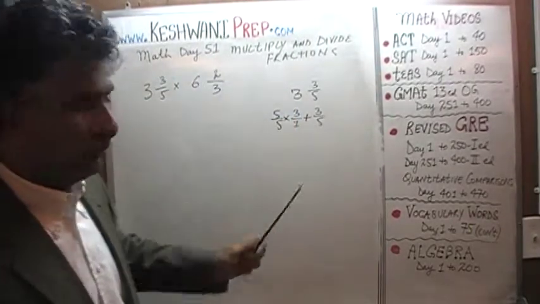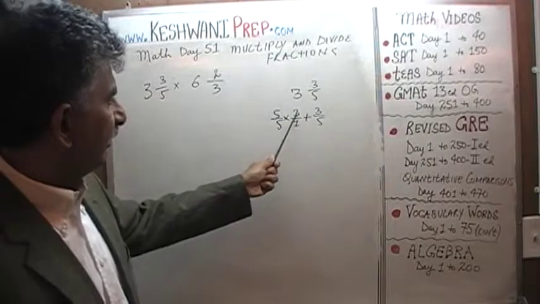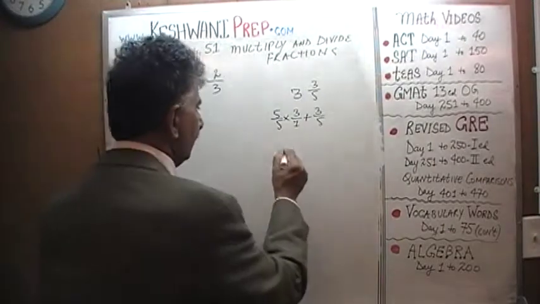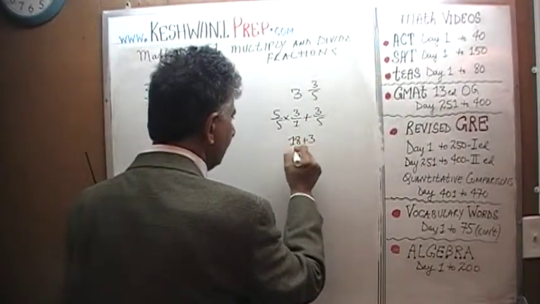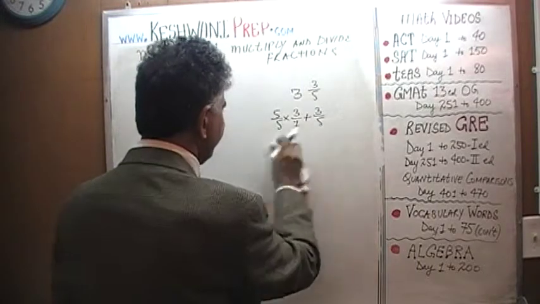So now we have 5 times 1, which is 5. And on the top, we end up with 5 times 3, which is 15. So we end up with 15 plus 3.